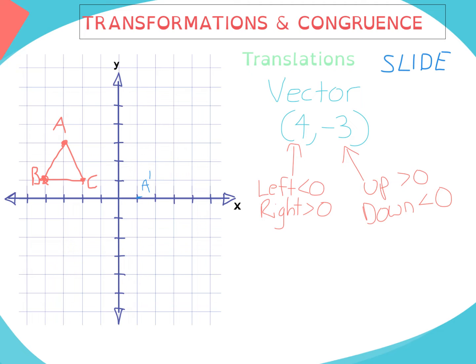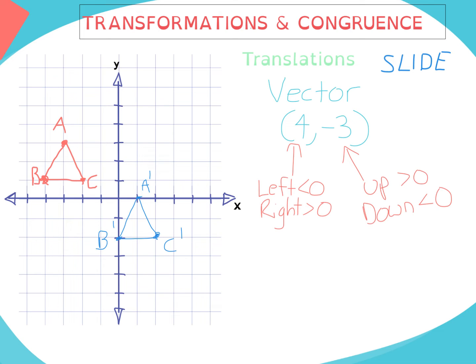So for B, I'm going to move it 4 units to the right and then 3 units down. So B will go there. Similarly, C will move 4 units to the right and 3 units down. So C will go there. I call it C dash to indicate that C's moved there. So when we have all the vertices moved, all we're going to do is just join them up. So this blue triangle is just a translation of the red triangle using this vector.